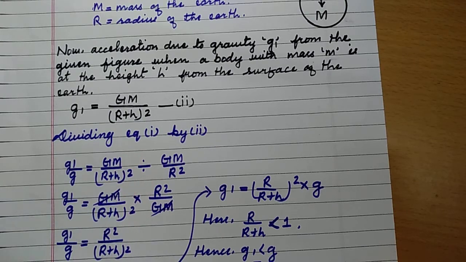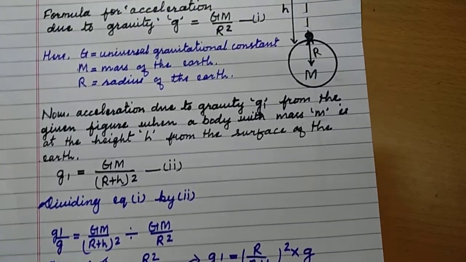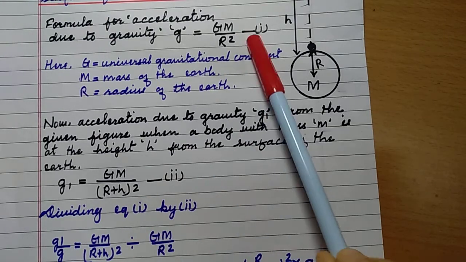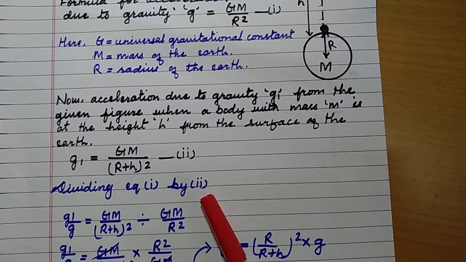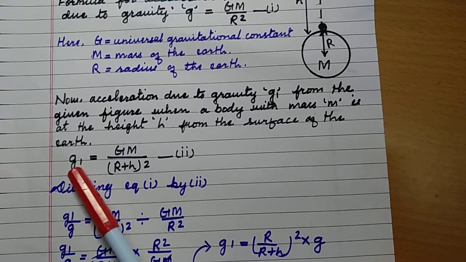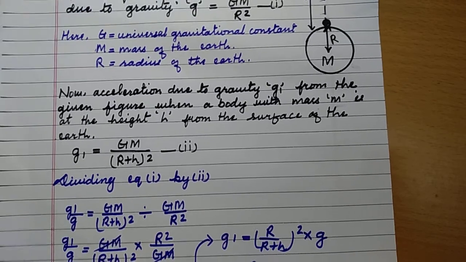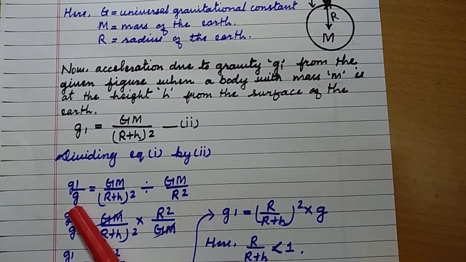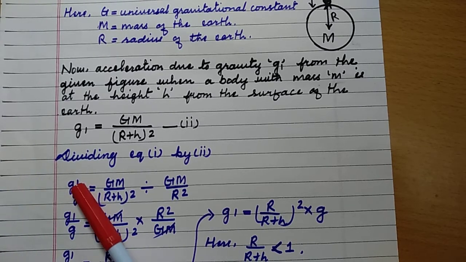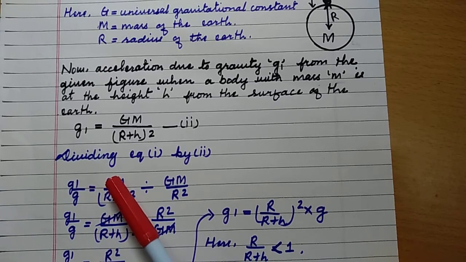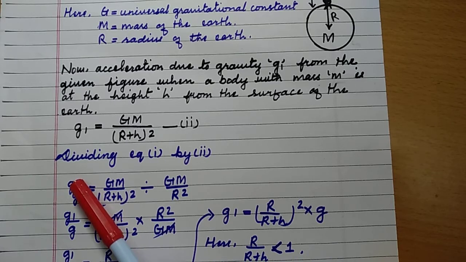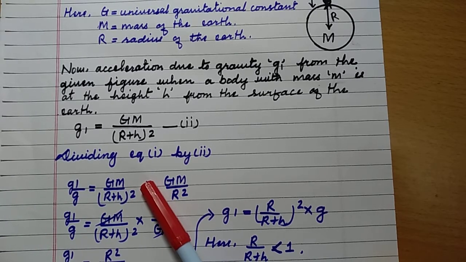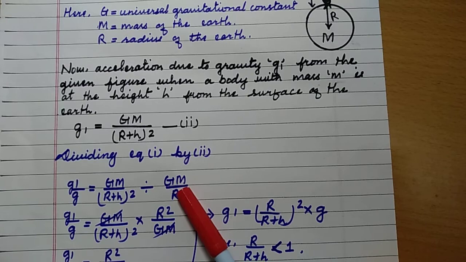So equation 1 is divided by equation number 2. Equation 1: g equals GM by R square. This is equation 1, this is equation 2. When you divide equation 1 by equation 2, we can find the value of g dash. So g dash divided by g means the ratio is being calculated over here. g dash means GM divided by (R + H) whole square, and this is the divide sign, and g means GM divided by R square.